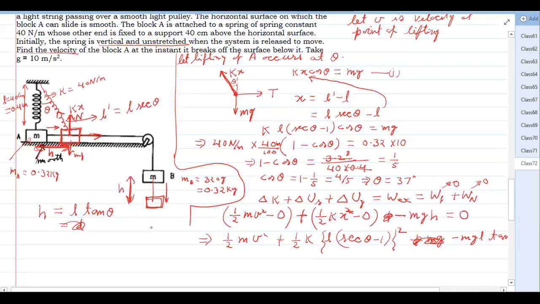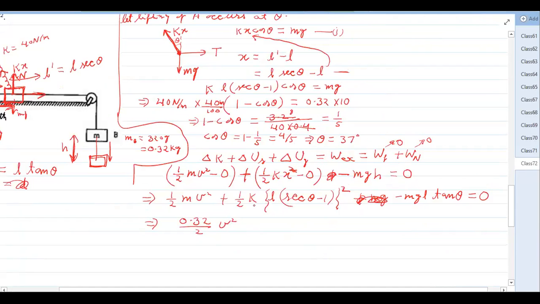Now we have to solve it. If we put in all the values, it will be 0.32 divided by 2 times v square. Then k is 40 divided by 2, L is 0.4 meter, so 0.4 squared. How much is sec theta? Theta we calculated as 37, so sec theta will be 5 by 4, since the triangle is 3, 4, 5. So sec theta minus 1 is 5 by 4 minus 1.